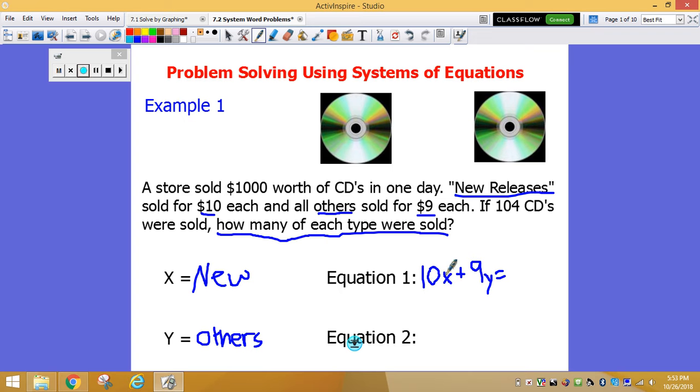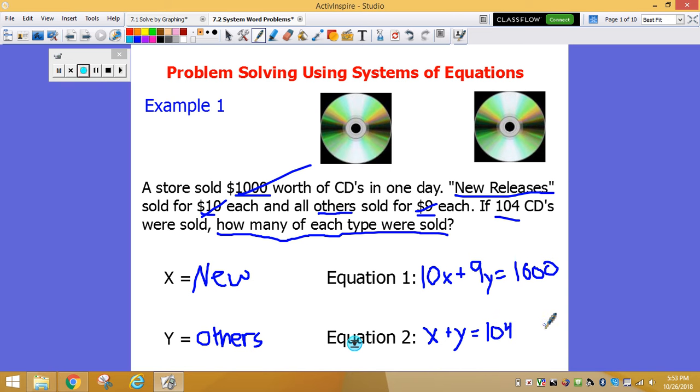Now, this is $10 and $9, so it has to equal money. What's the only other money that's in this problem? It's the 1,000. So I'm going to set it equal to 1,000. I've used 10, I've used 1,000, I've used 9. The only other number I need to use is 104. It says that in total there were 104 CDs sold. So all of the new ones, which is X, plus all of the others, which is Y, have to add up to 104.